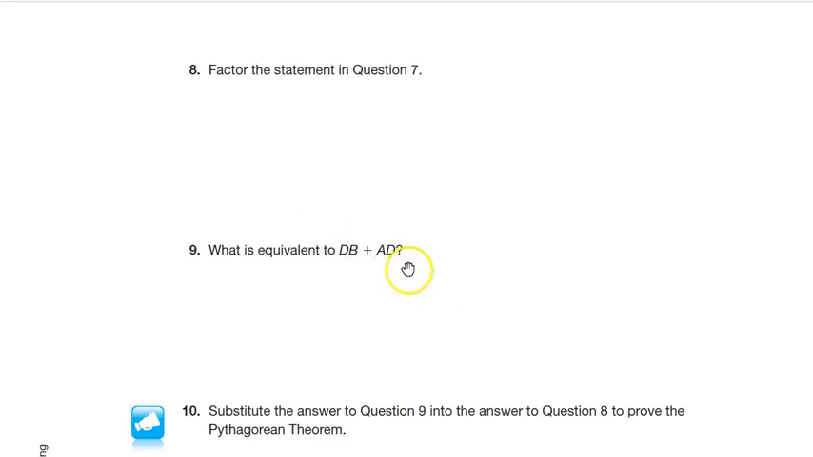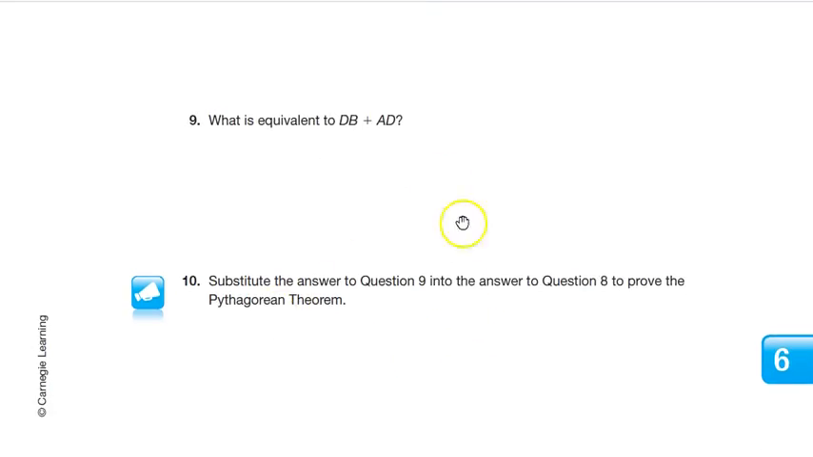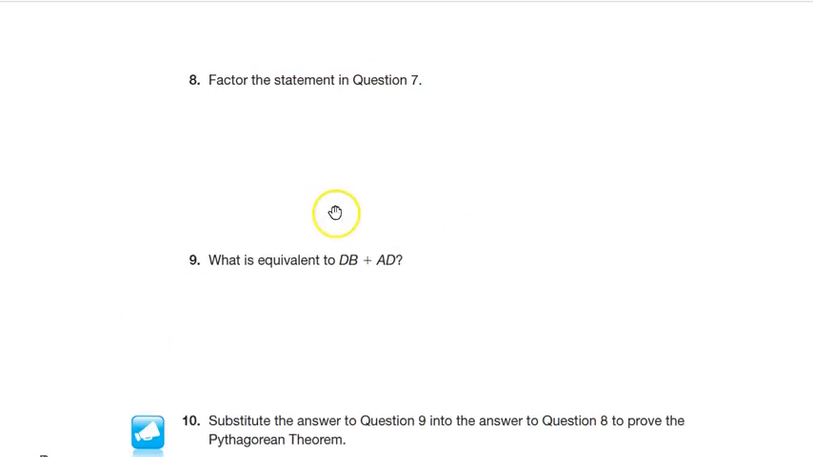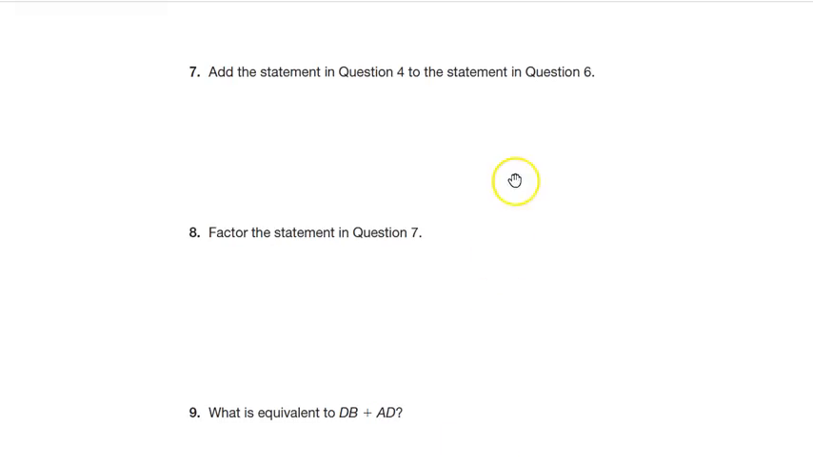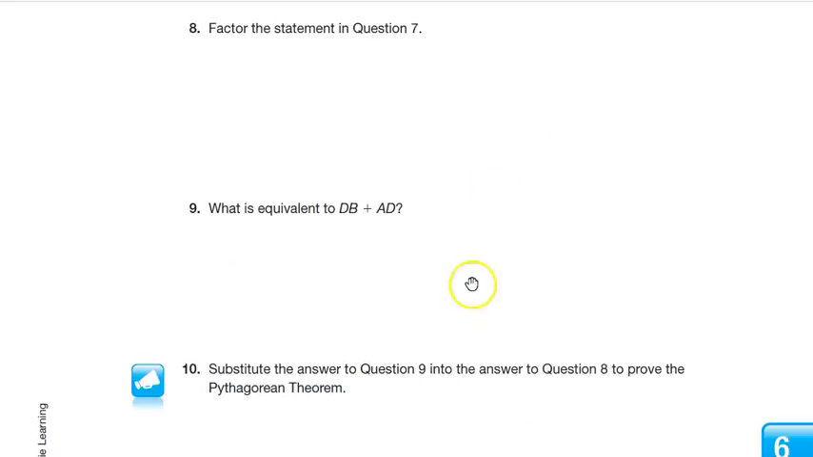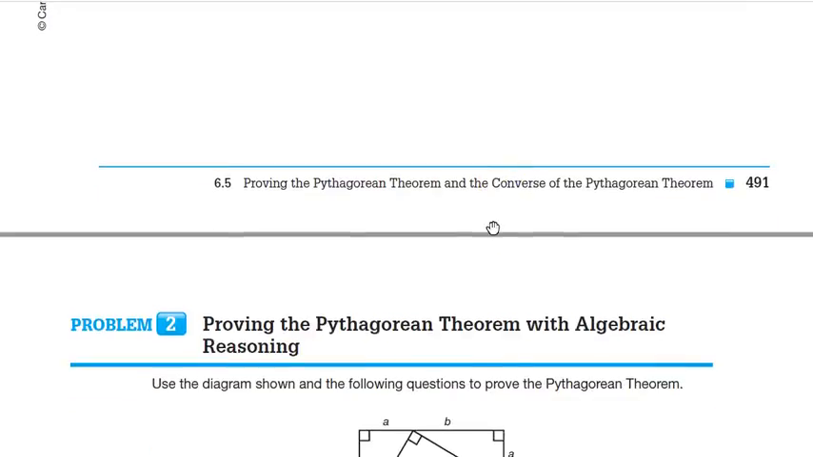So if you put that back in there, instead of writing DB and AD, you're going to put in AB and you're going to square it, and you should end up with AC squared plus CB squared is equal to AB squared, which was the Pythagorean theorem. I know there's some thinking to do on that with algebra, but just let me know if you have any questions. I think you should be able to do it.